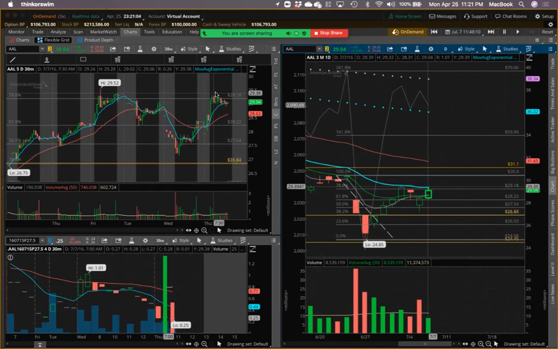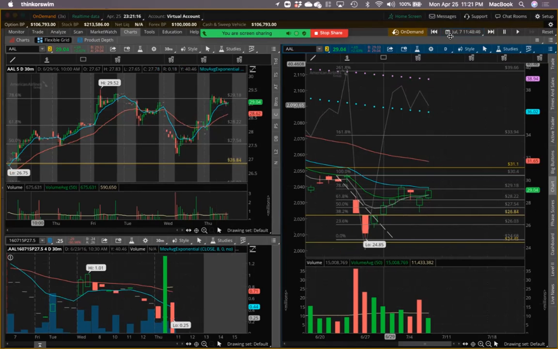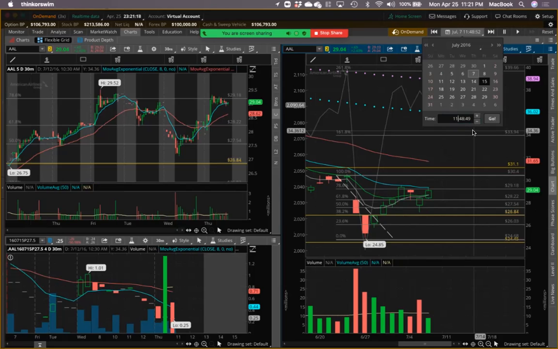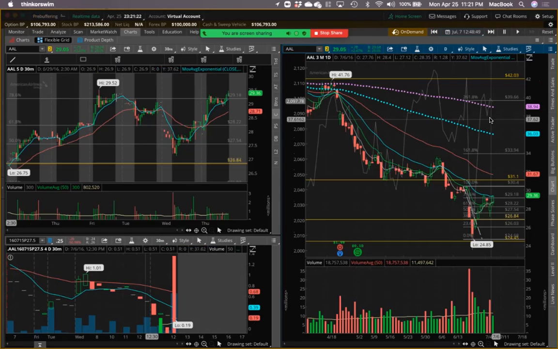But that's also like a flag pattern. Flagpole, flag. And what happens in flagpoles? When it pulls back to an EMA, it pops. This can be a higher low. So let's look at 1 more hour. Let's see if 12:48 shows us something of what we can do. It's looking really aggressive at this point.